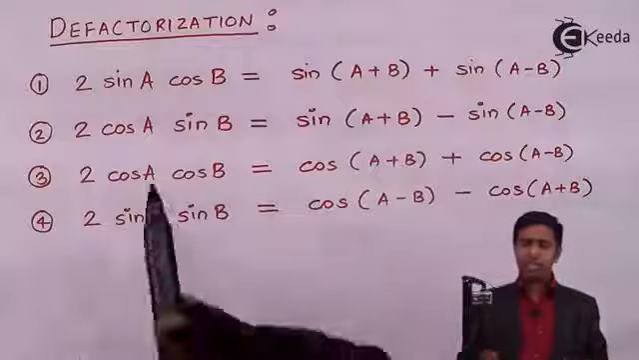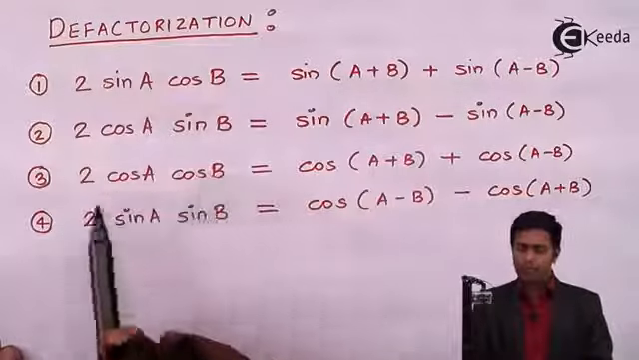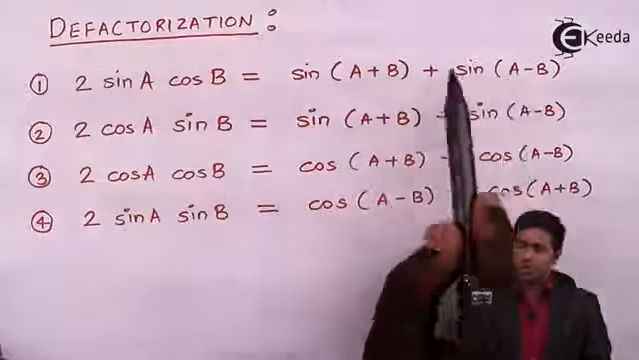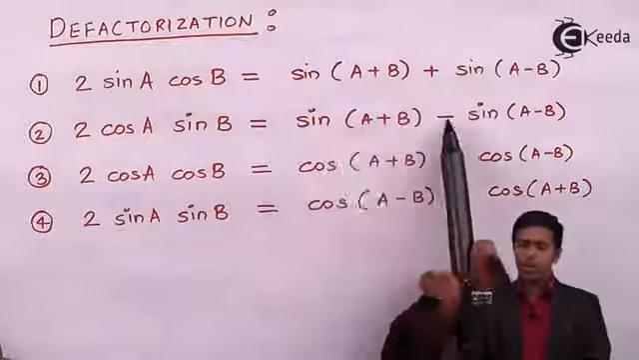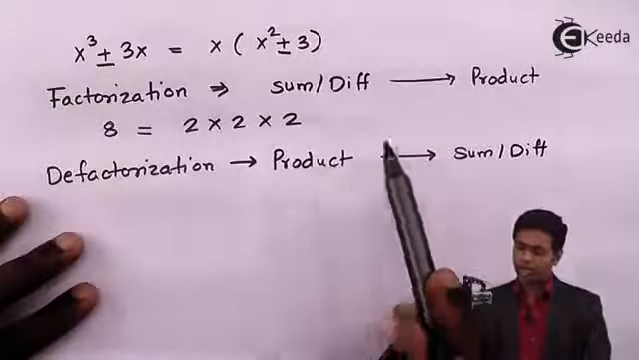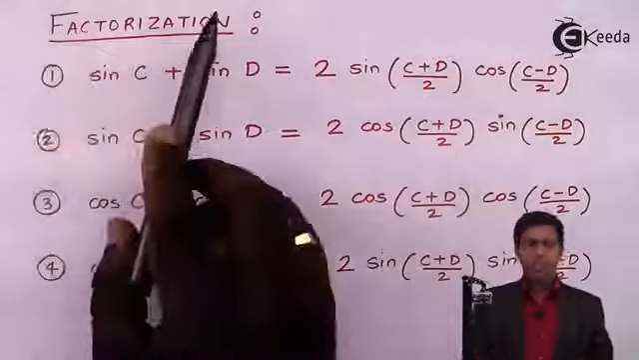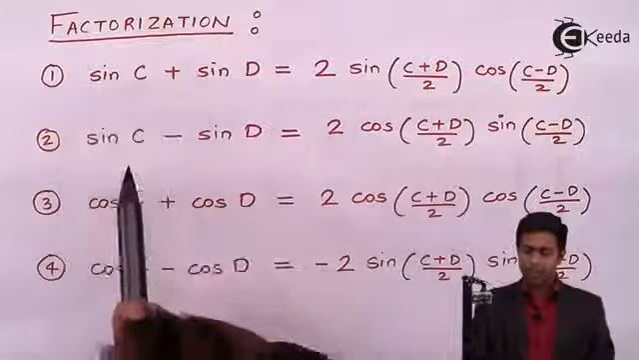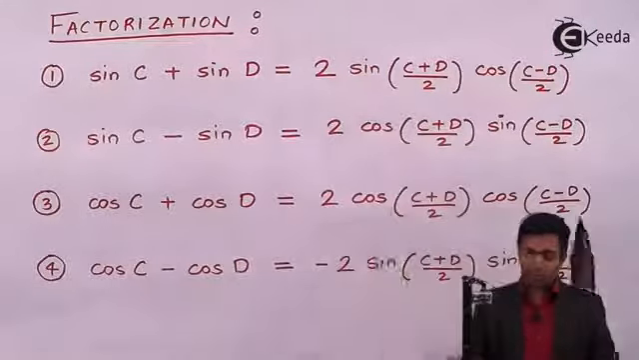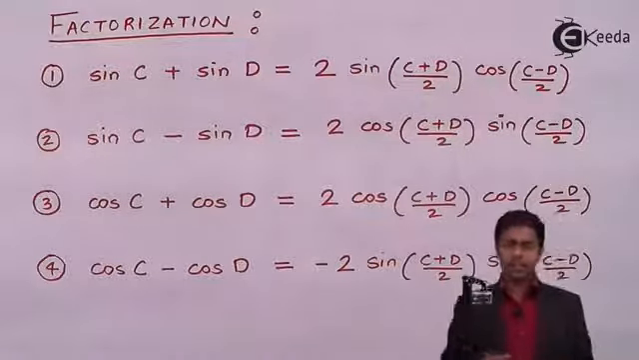Here you can see the defactorization formulas. We have the product of trigonometric terms on the left hand side, and we are converting this product into the sum or difference of trigonometric terms. So it is similar to the definition, converting product into sum or difference. Now let's see the factorization formulae. In factorization we are converting the sum or difference of trigonometric terms into the product of trigonometric terms. So this is what we have to learn in factorization and defactorization.